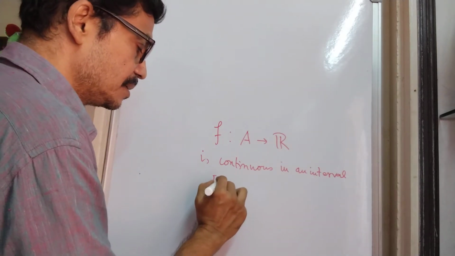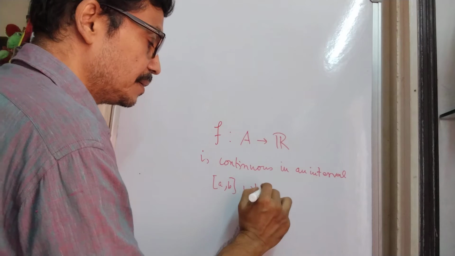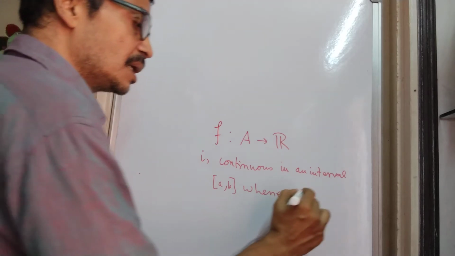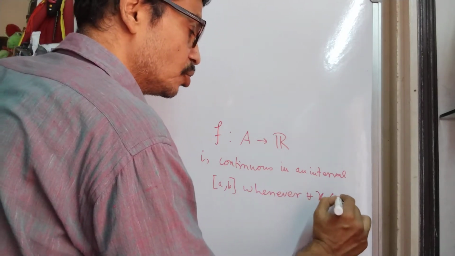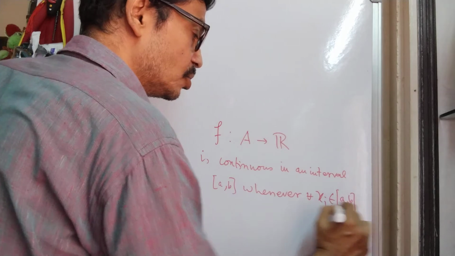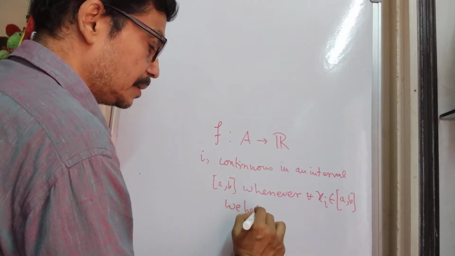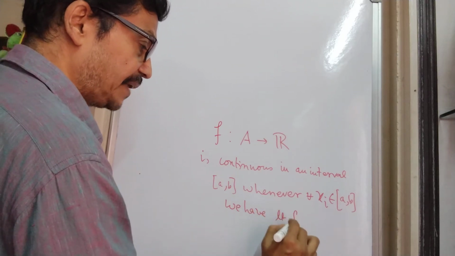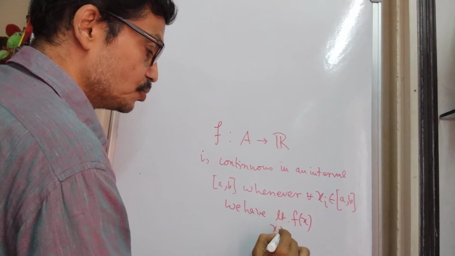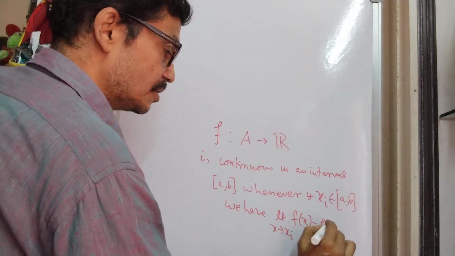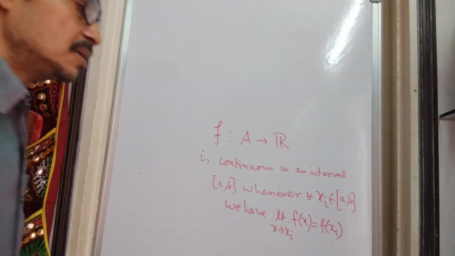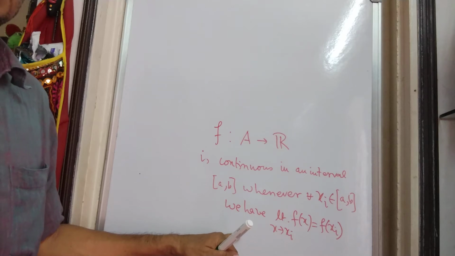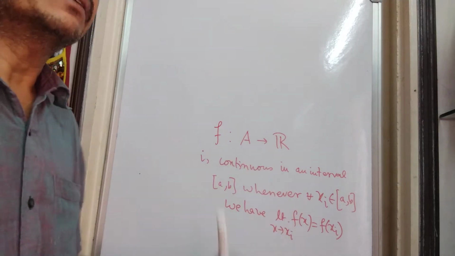Or say AB. Whenever, for all xi within this AB, we have the limit of f(x) as x tends to xi is equal to f(xi). So that is precisely the extension of the continuity of a function at a point to throughout the interval.